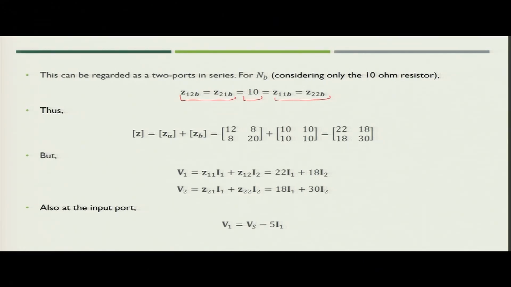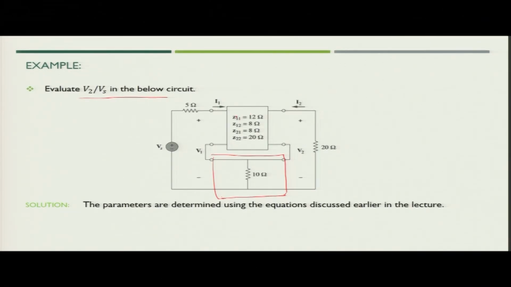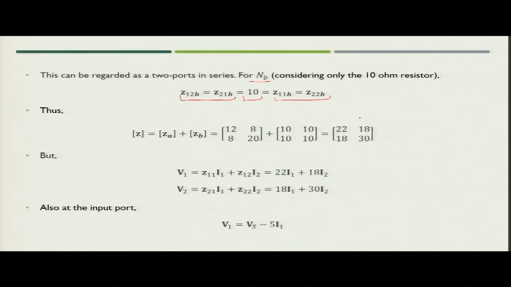So, in case of the second two port network, let us say it is NB, we can compile the Z parameter matrix as having all the elements equal to 10, and for the first two port network we already have the Z parameters in hand. So, we can simply get the Z parameter of the overall network. So, what we can write? We can write V1 is equal to 22 I1 plus 18 I2 and V2 is equal to 18 I1 plus 30 I2. So, these two equations now we have got.